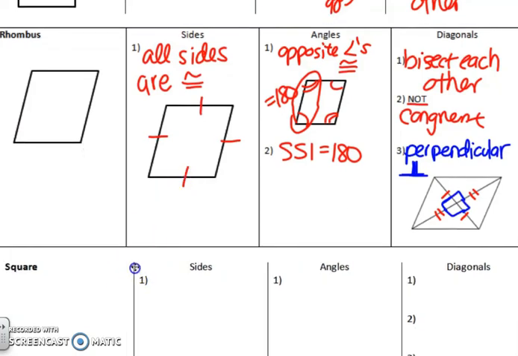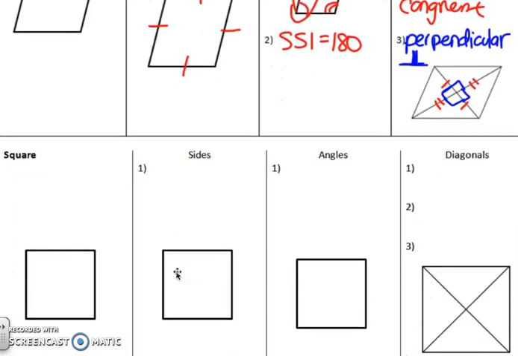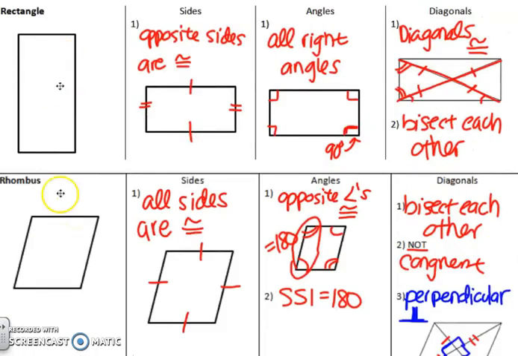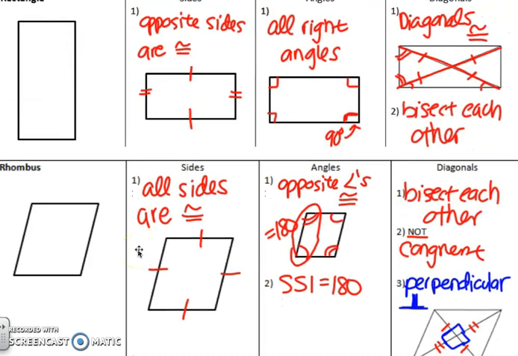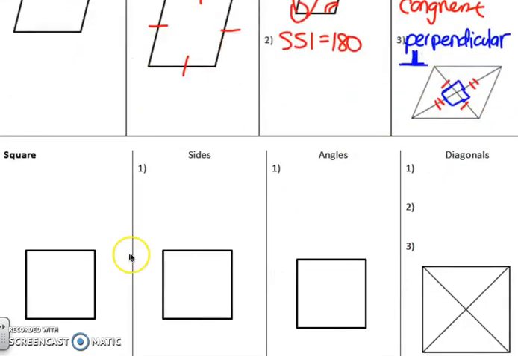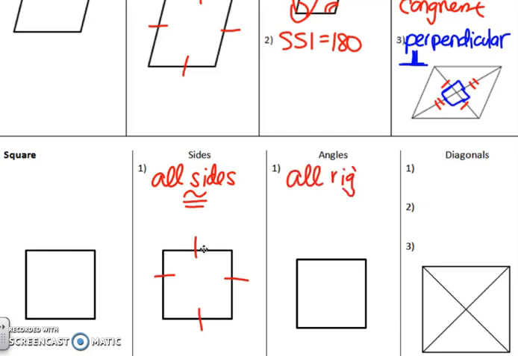Moving on to the last, most specific shape, which is a square. So a square is like if a rectangle and a rhombus had a baby. It's got characteristics of all of them. So first off, I know the sides are congruent. So all sides are congruent. So that, and that all have the same side. Angles, I know they're all 90 degrees. So they're all right angles.